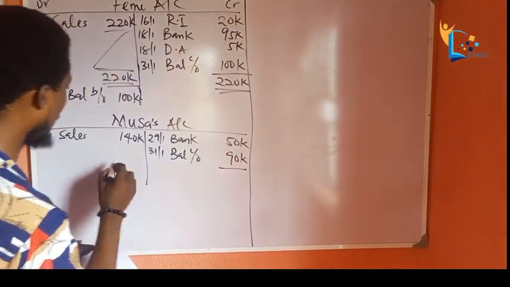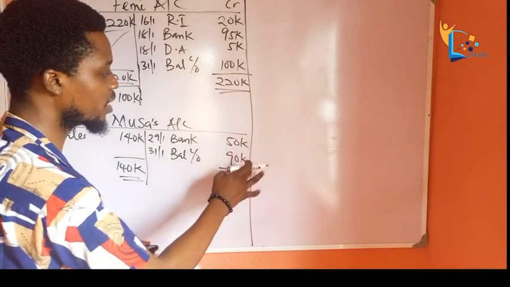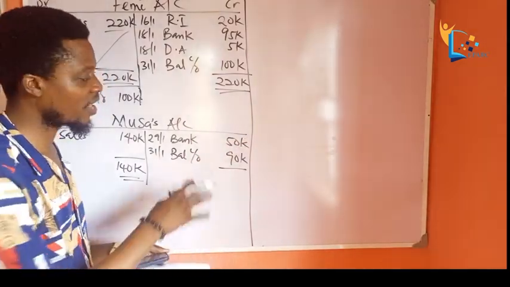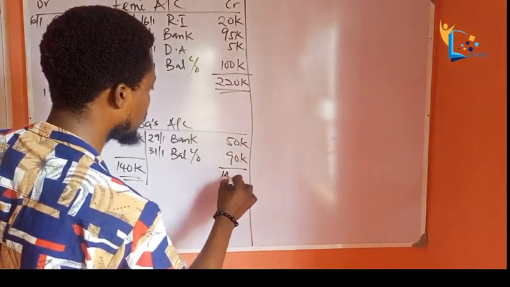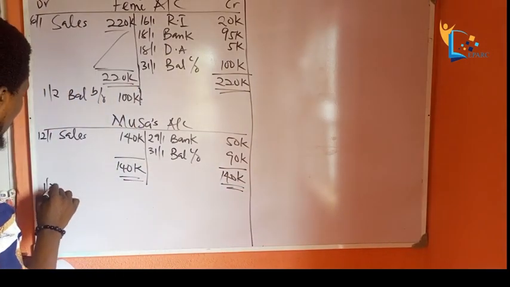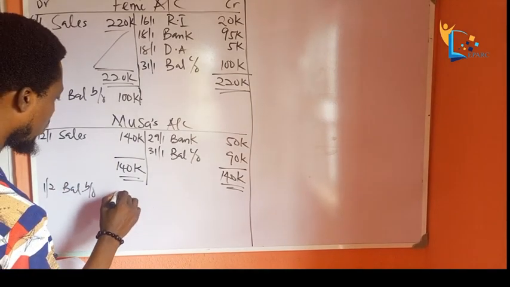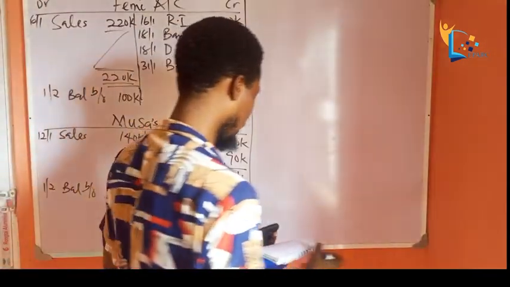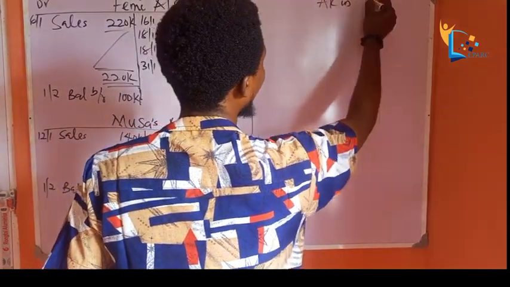Okay, so we have 140K. Please, don't write K. I'm using K because of our space, okay? Write your figure in full, okay? So we have 140K. So balance 1st of February, balance brought down, which is 90K. So let's continue. The next is Akin's account.